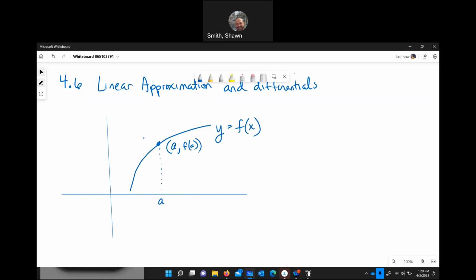Let's say we can find a tangent line at a, right? So that is the derivative, right? So the slope of the tangent line is f prime of a right here. This line right here is the tangent line at a. We're also going to call this L of x, the linear approximation.